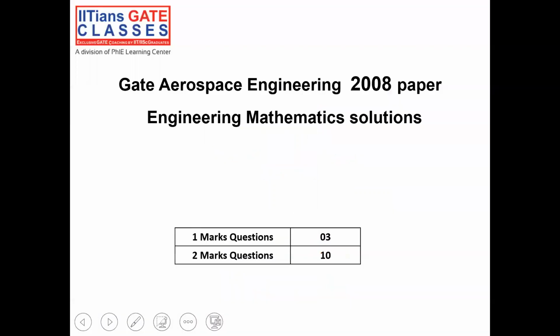In this video, we are going to solve the questions from engineering mathematics which were asked in the GATE Aerospace Engineering 2008 paper. From this slide, we get the idea that there were 13 questions, out of which 3 questions were asked for 1 mark, and the rest of the 10 questions were for 2 marks. So let's start solving these questions one by one.